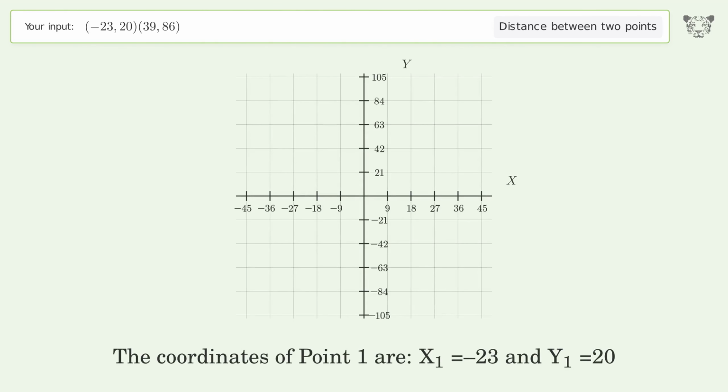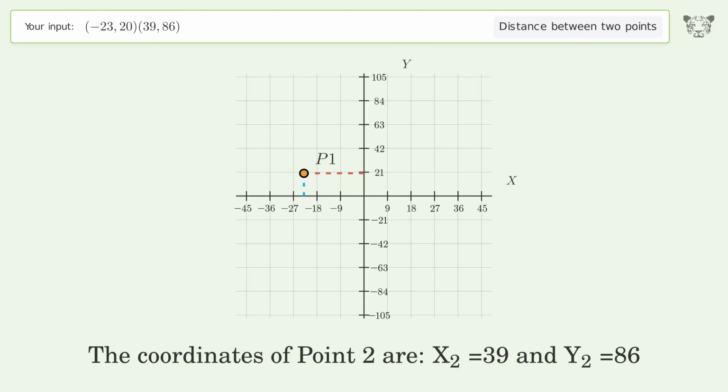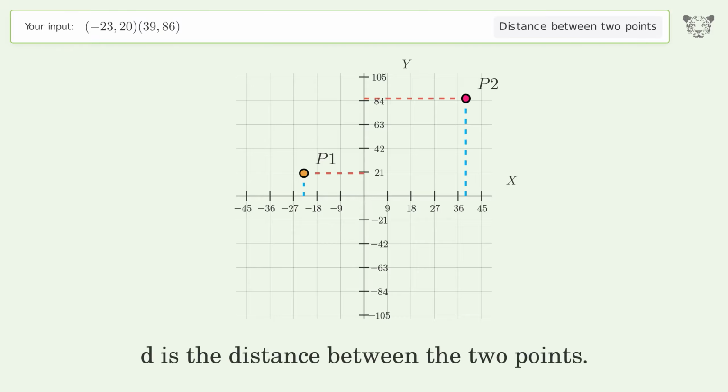The coordinates of point 1 are x1 equals -23 and y1 equals 20. The coordinates of point 2 are x2 equals 39 and y2 equals 86. D is the distance between the 2 points.